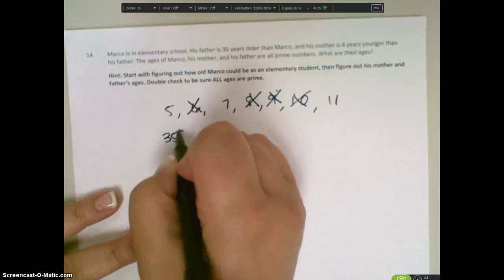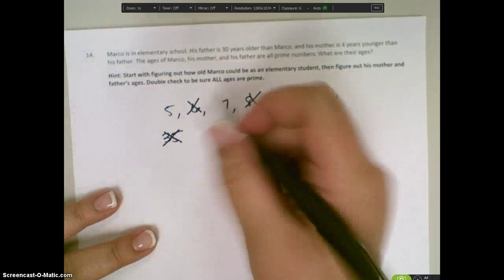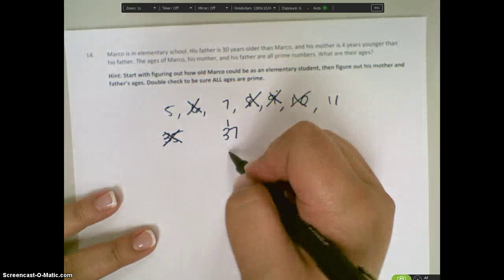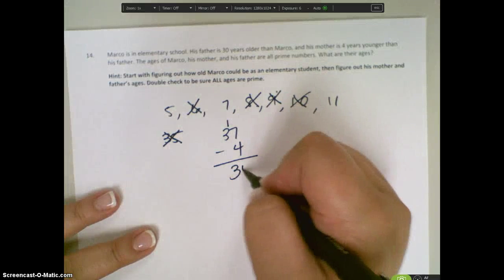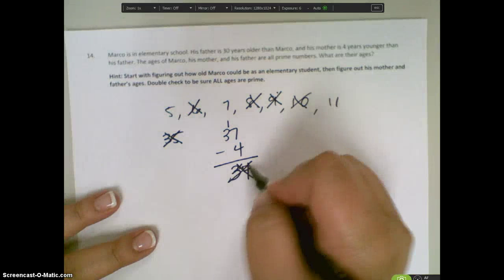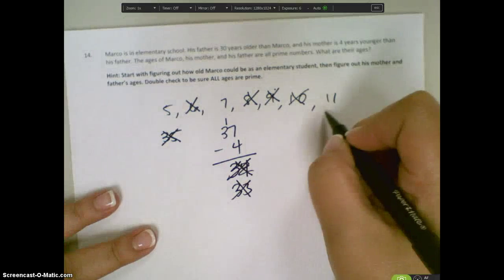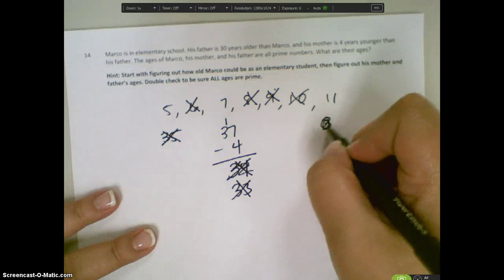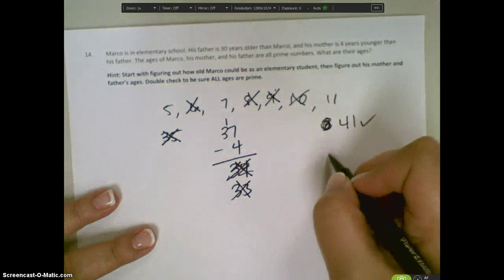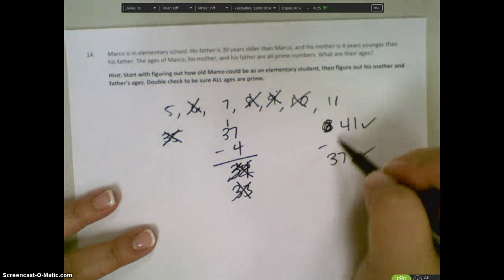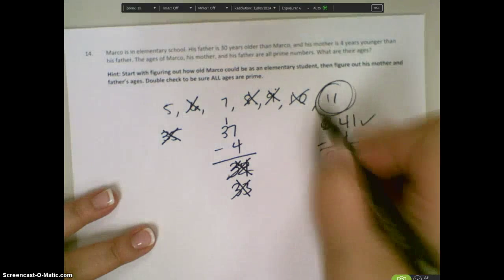35, if I add 30, is not prime. I'm going quick, guys, because I'm going to run out of time. 37 is prime, but when I subtract 4, I get 33, which is still not prime. 11, if I add 30, would be 41, which is prime, and then 37, which is prime, when I subtract 4. So 11 would be the correct answer for Marco.